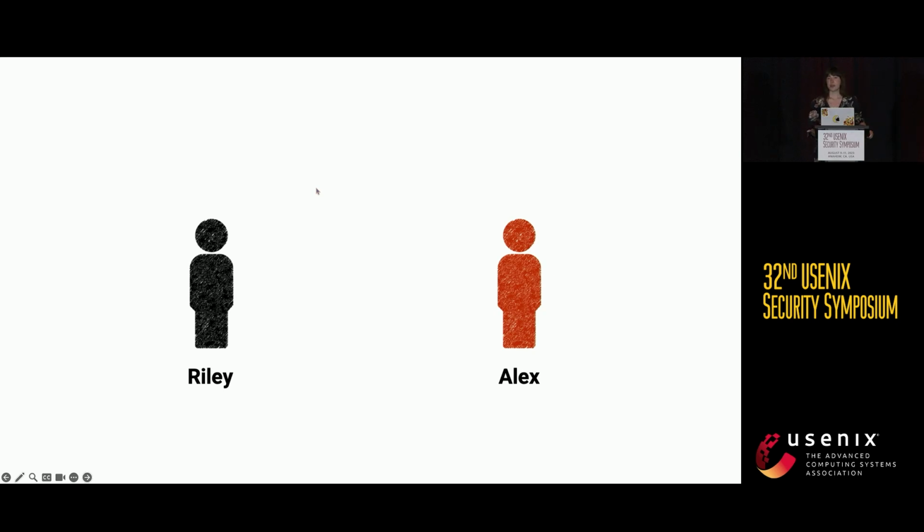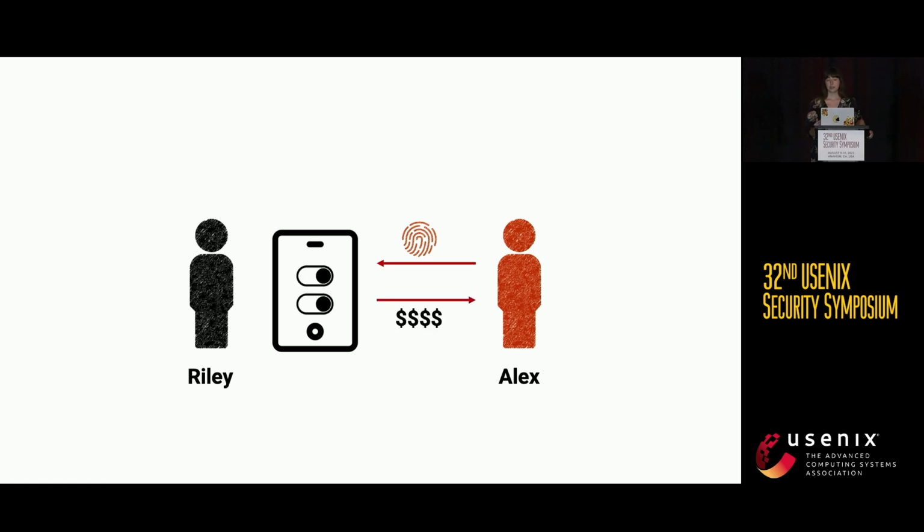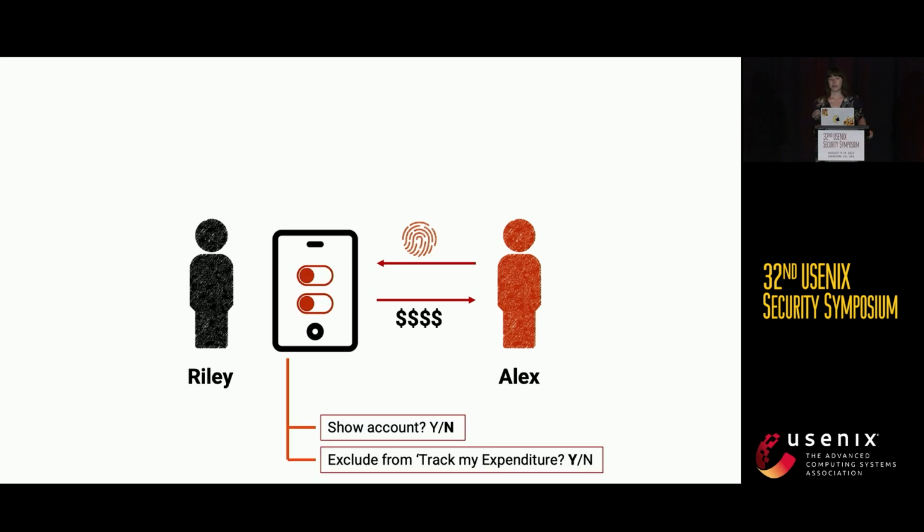So I'll start with a story. Riley and Alex have been together for 2 years. While Riley is asleep one night, Alex adds their fingerprint to Riley's smartphone device to get into their mobile banking application. Alex then frequently transfers themselves money from their savings account, and then also hides their activity, such as hiding the account and the expenditure from the smartphone interfaces.